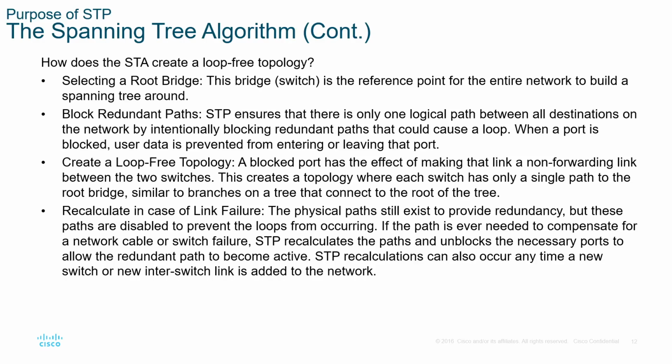Now, the spanning tree algorithm is also responsible for creating a loop-free topology. Now, when we talk about a blocked port, the effect of having a blocked port is that just basically all the links are forwarding at a certain time. Now, when there's an issue with one of the links that was operational or forwarding, the STA can just basically recalculate everything and bring a port which was blocking to forwarding state.